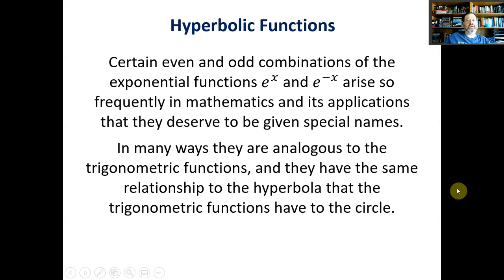So the idea here is that we're just going to look at even and odd combinations of e to the x and e to the minus x. It turns out that this pops up so much, just naturally in applications, that they're given special names. They have a lot of similarities to the ordinary trig functions. And it turns out that the relationship between these functions is the same relationship to a hyperbola that the trig functions have to the circle.